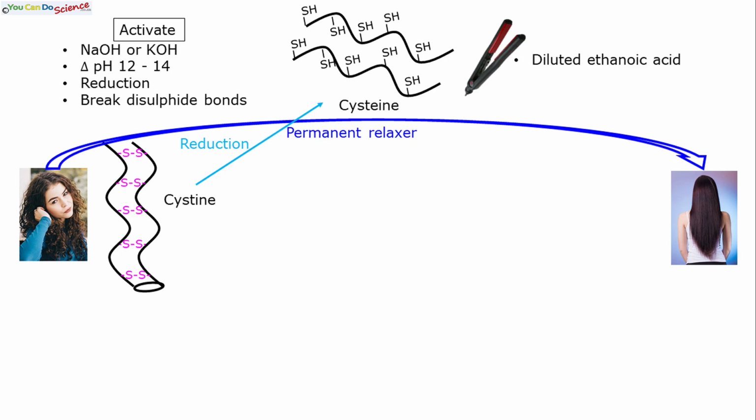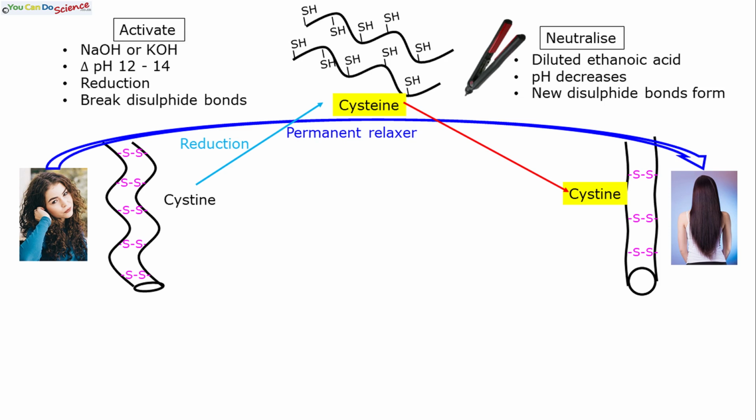To stop the process, diluted ethanoic acid, which is vinegar, is added. The pH is lowered, and the reaction is neutralized. The cysteine changes back to cystine, with fewer disulfide bonds that form during oxidation, and it remains in the straight hair.